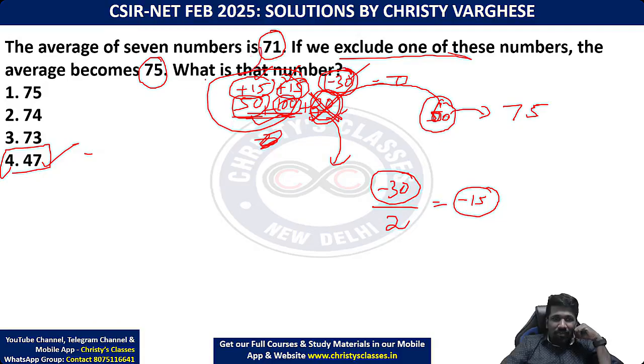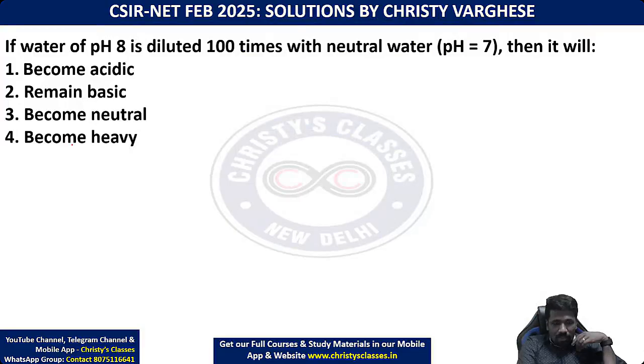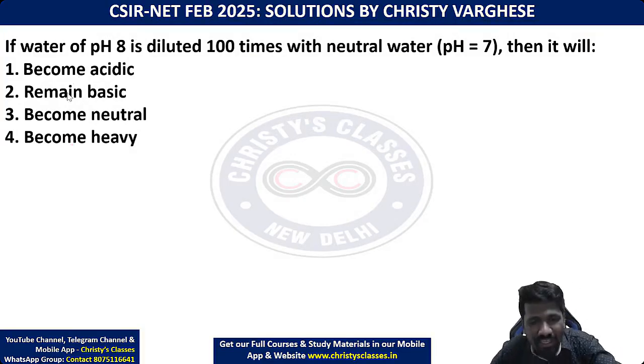So 71 became 75 means the excluded value will definitely be below 71. These three options are above 71. That is why they are eliminated. That is the logic I used to find 47. So no need of mathematical calculation. I hope you understood it. This question, please try. This is a general science question, but a very simple question.